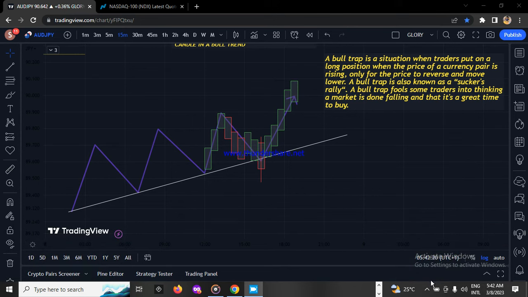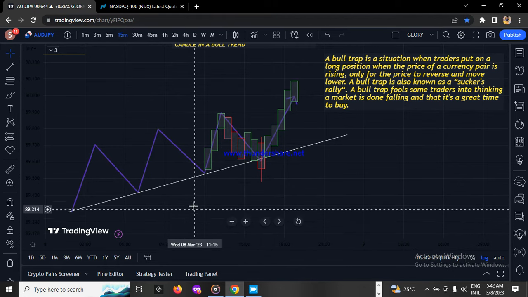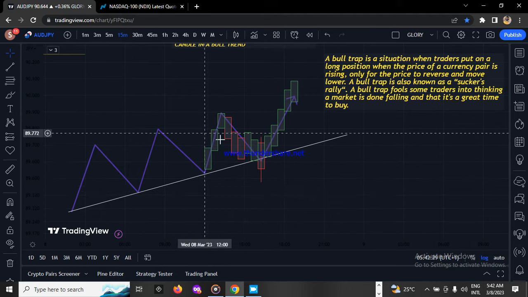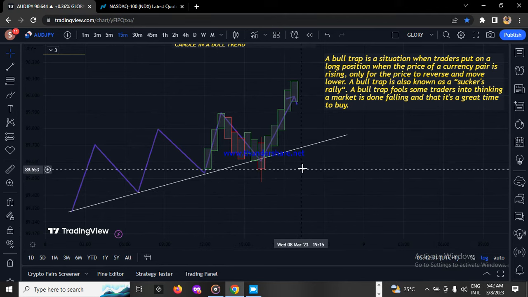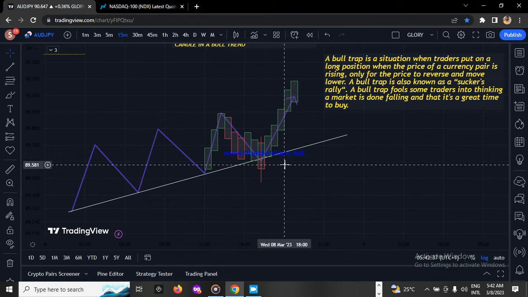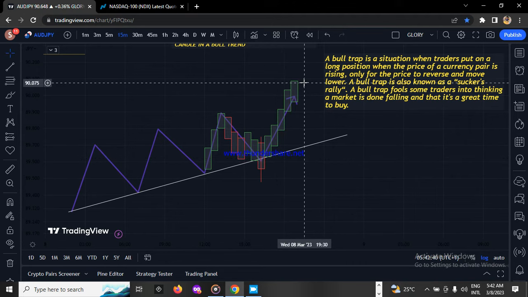So this is a typical example of a bear trap. The market trapped the early bears who were so eager to sell the market. It trapped them and started moving upward again.